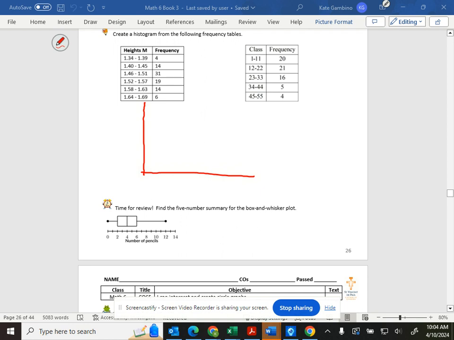What am I going to put on the x-axis? Oh, and you know what? There are two different frequency tables. So let's do our first table over here. You're going to do the second table all on your own. But I'm going to help us start out with that first table. What should I put on that x-axis? What was that? The height. So I'm going to label it height.